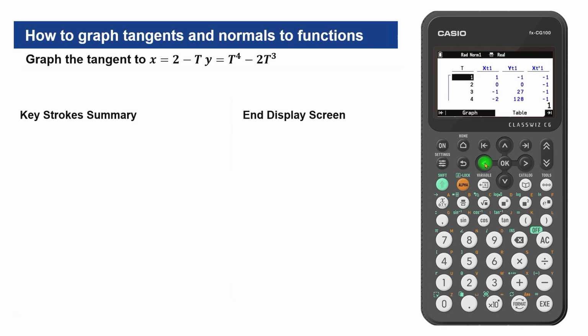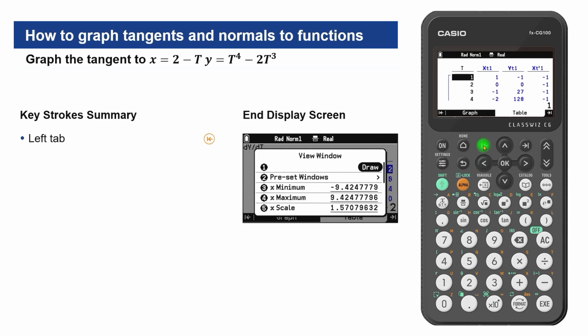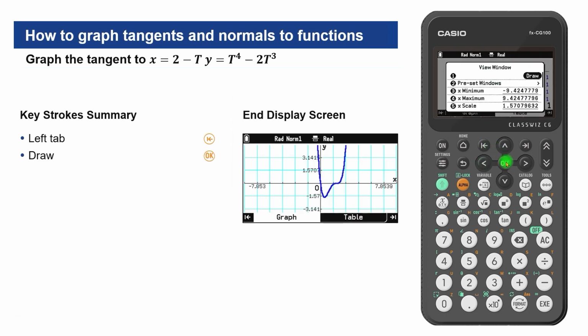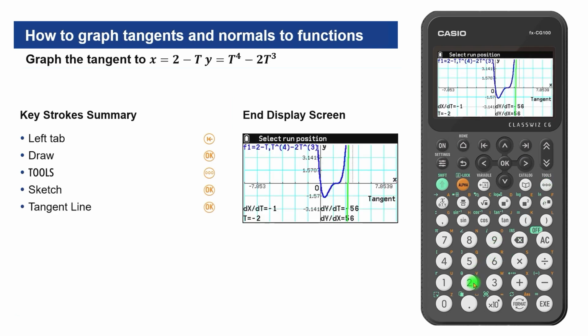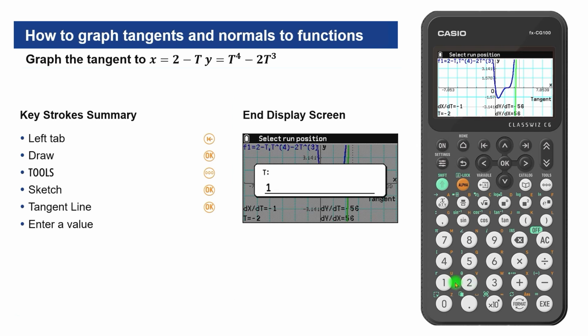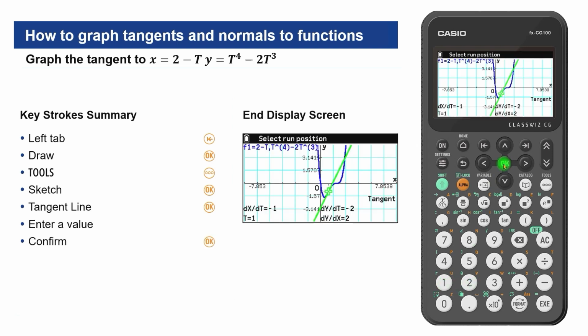Sketching the tangent to a parametric equation follows the same method as before. First, tab left to Graph, then draw the function. From Tools, select Sketch and Tangent Line. Scroll or enter a value and confirm to place the tangent where you want it. The tangent is drawn together with the display showing the three derivative values. Press OK to show the Cartesian equation of the tangent, with truncated decimal values. Normals can also be sketched as before.